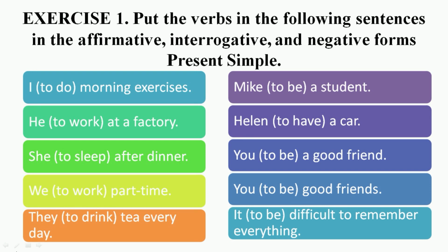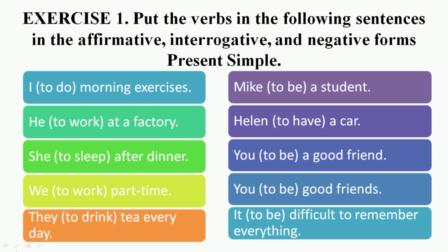He. We should add the S ending to the verb in the third form, yeah? He, it's of course the third form of pronouns, third person, yeah? That is to say, he works at the factory. She sleeps after dinner. We work part-time. They drink tea every day.